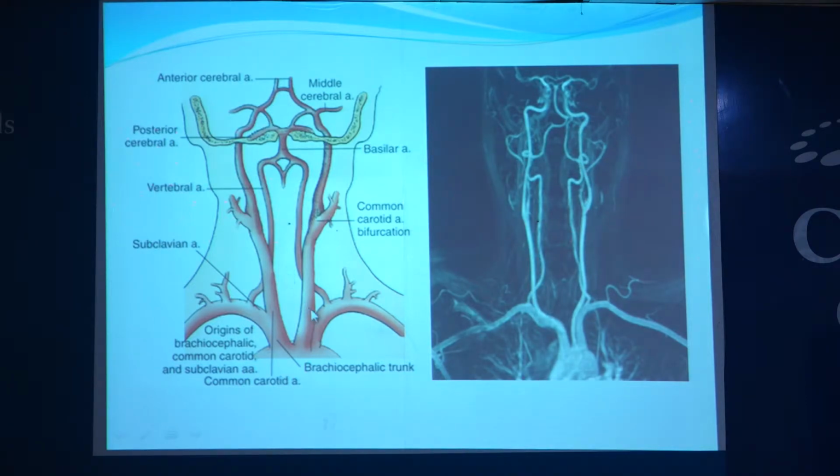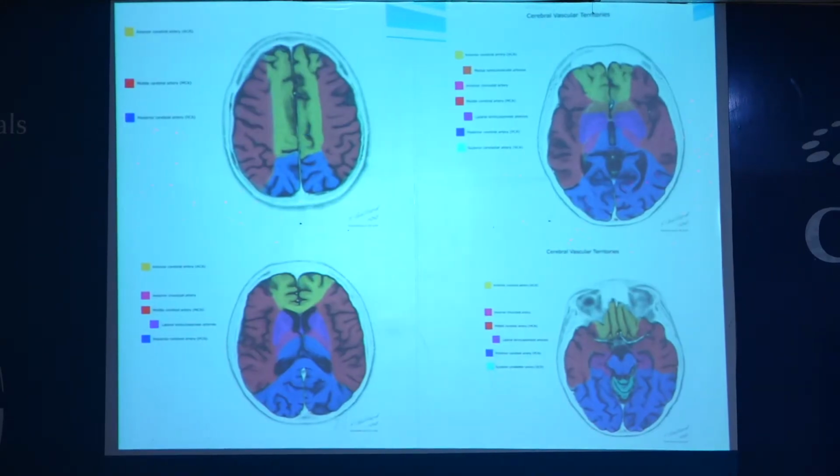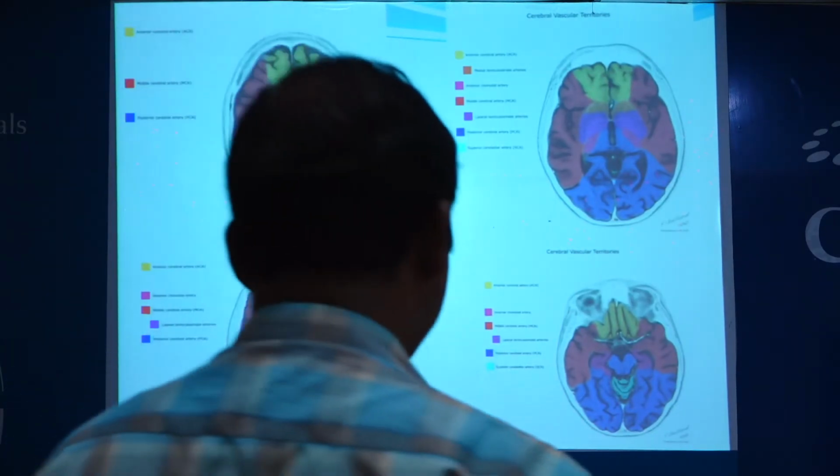The vertebral arteries arise from the subclavian arteries. They ascend upwards, join to form a basilar artery. Basilar artery in turn divides into posterior cerebral arteries. Posterior cerebral arteries form the posterior circulation. So anterior and posterior circulations are communicated by what are called PCOMs, or the posterior communicating arteries. Now these are the vascular territories.